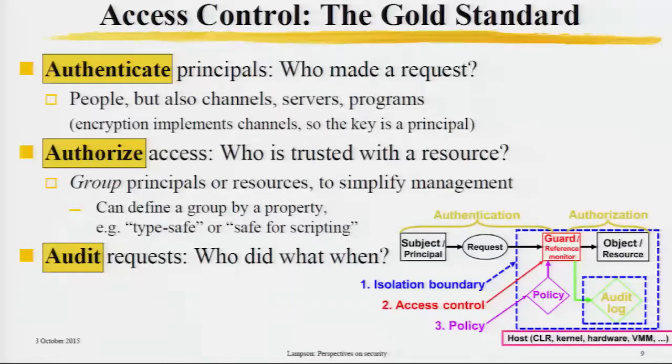And to make this authorization feasible, you need to group the principals and the resources in order to simplify the management. And finally, an essential part of the whole thing is auditing. You need to keep track of what resources were granted or rejected so that when later you figure out that something went wrong, you can go back and find out what it was.